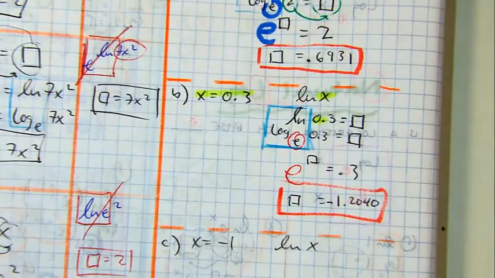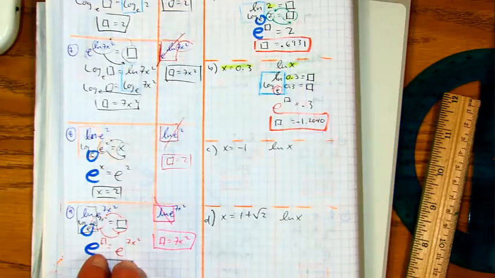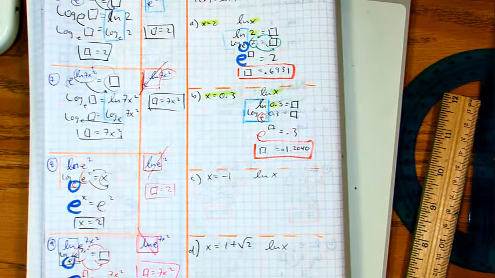Partner A, describe A. Partner B, describe B. And then you guys are going to do C and D. Ready, set, go.